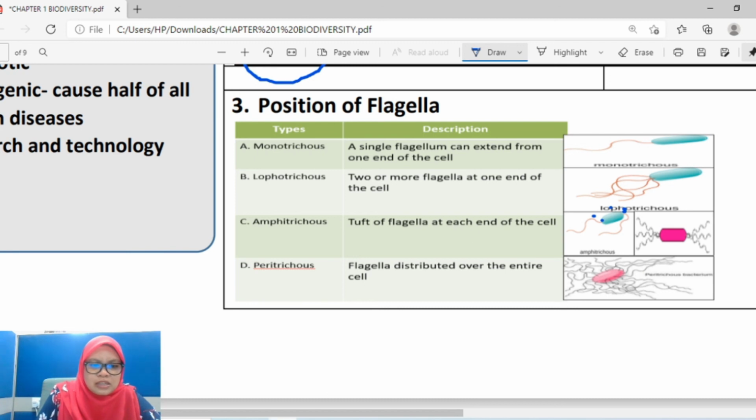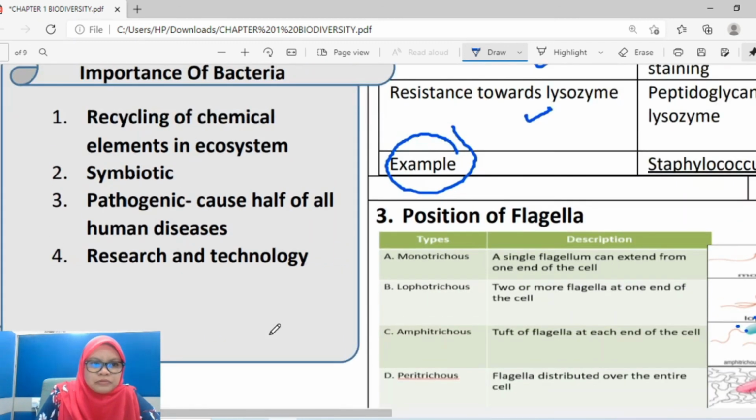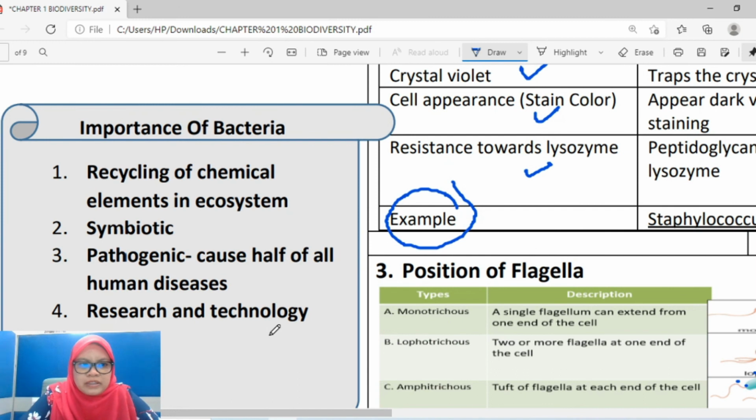Okay, so the last thing is about the importance of bacteria. First is recycling of chemical element in ecosystem. So we know that bacteria memang digunakan untuk, contohnya dalam carbon fixation, lepas tu nitrogen fixation. So kita ada nitrobacter. So itu semua adalah bakteria yang terlibat dalam recycling of chemical element in ecosystem.